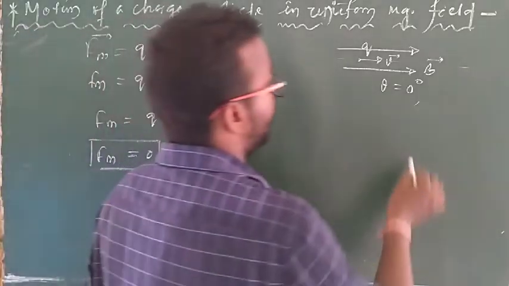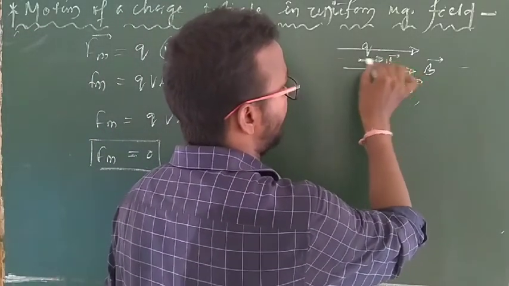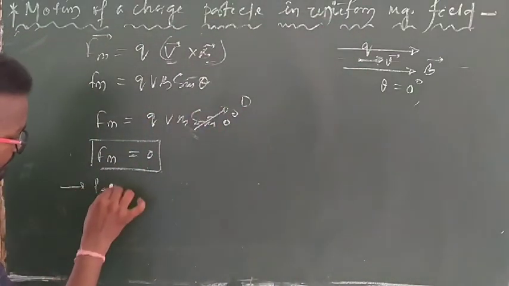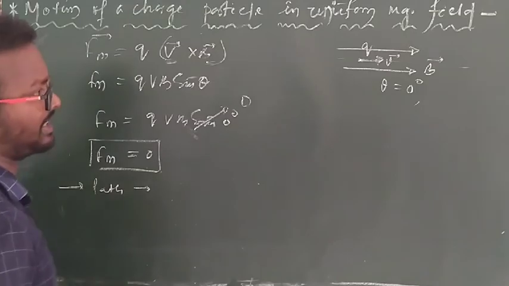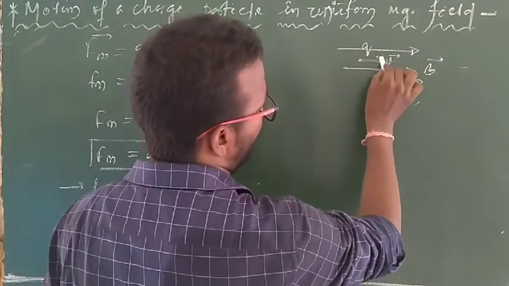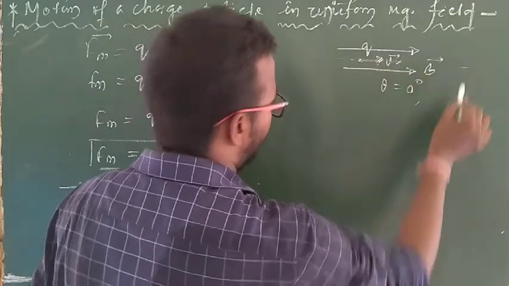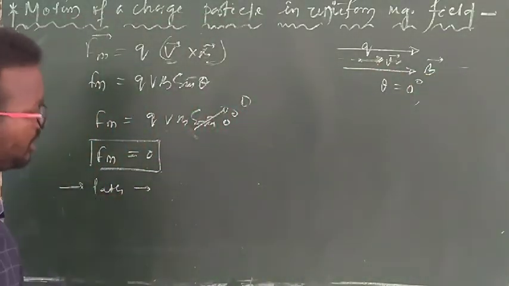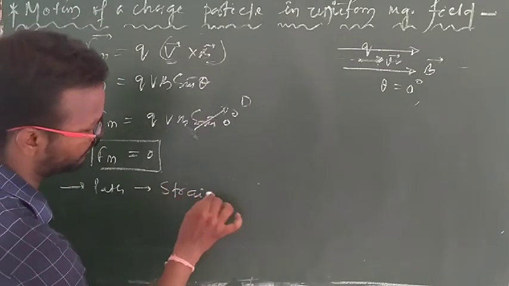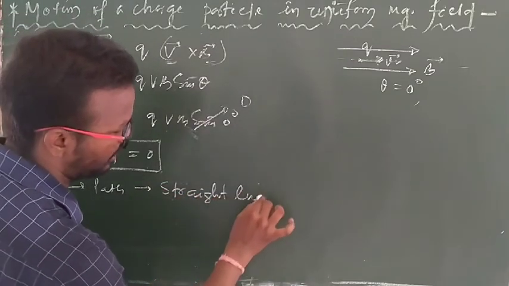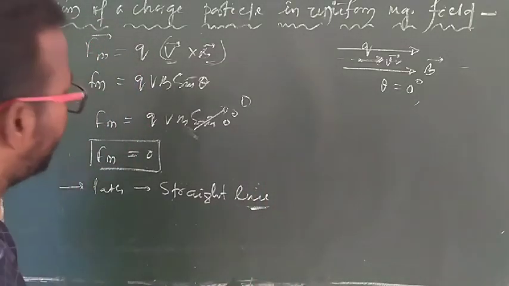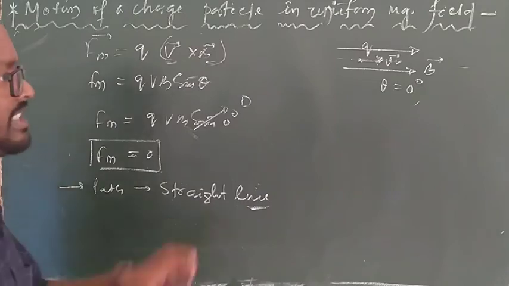That means the path of the charged particle inside the magnetic field, if it is moving with some velocity v along the direction of the magnetic field, is a straight line, because it does not experience any magnetic force.